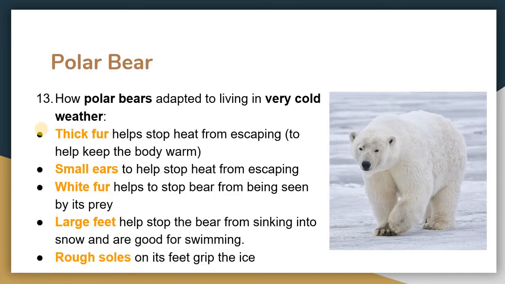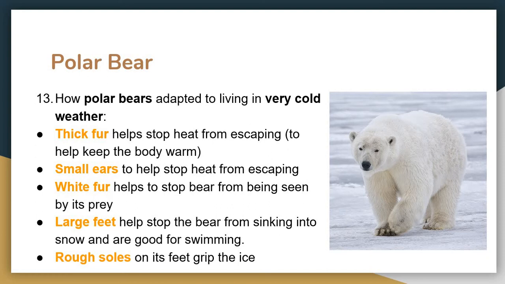Okay, so let's look at polar bear. How polar bears adapted to living in very cold weather. So this is a polar bear. A polar bear has thick fur to help stop heat from escaping. In other words, it helps the polar bear to keep its body warm. A polar bear is a mammal, a warm-blooded animal. This thick fur helps to keep the body warm, and a warm-blooded animal means that their body temperature can't change according to its environment.